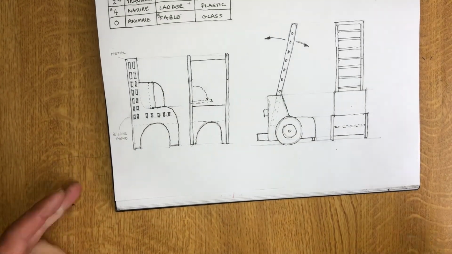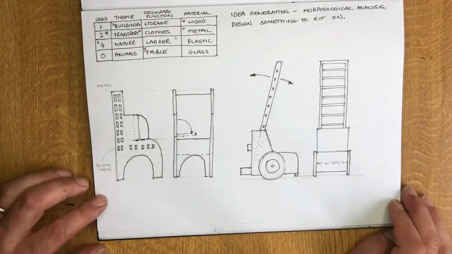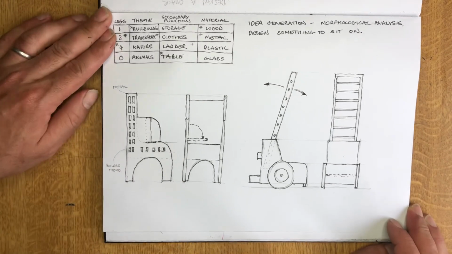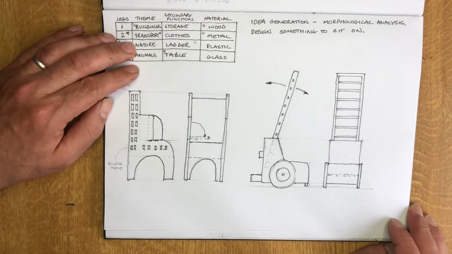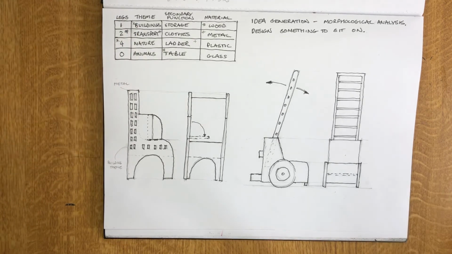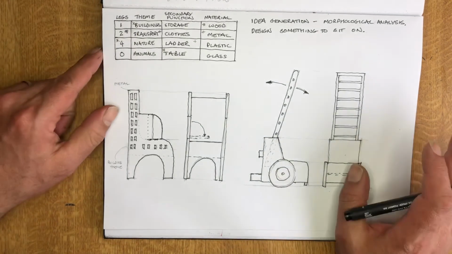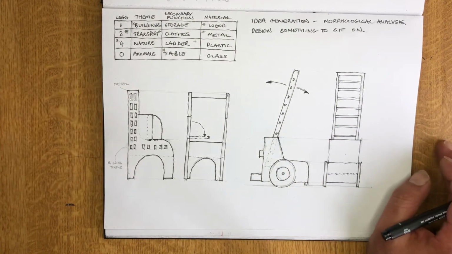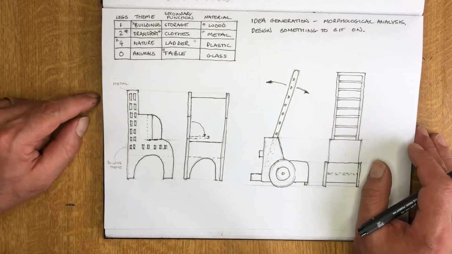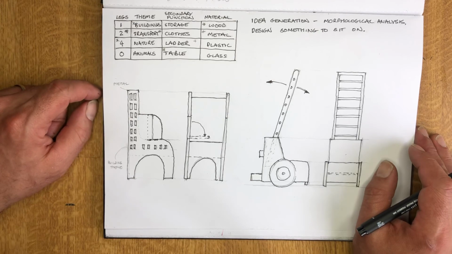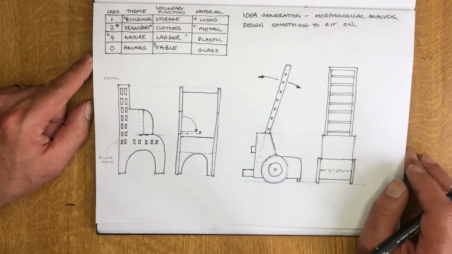There we go, guys. So I'd like to see how you get on. Use a morphological analysis table. I find it's a really useful thing. It takes the guesswork out of it, and it stops you becoming too fixated on one idea. Just go ahead and choose some random numbers and come up with a chair design. It'd be great to see how you get on.